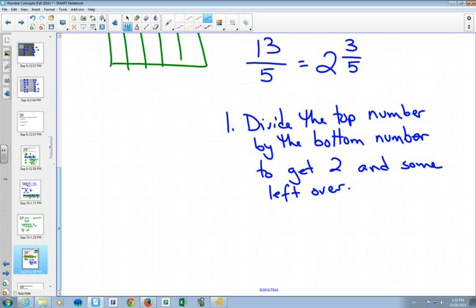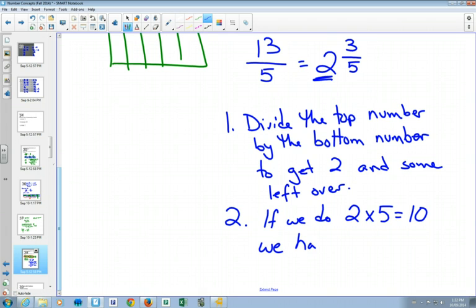And that's how we know that there's going to be a 2 here when we're writing it as a mixed number. How much is left over? 3. Because if we do 2 times 5, that gives us 10 pieces, which tells us we have 3 left over.